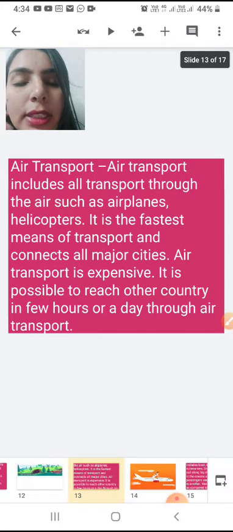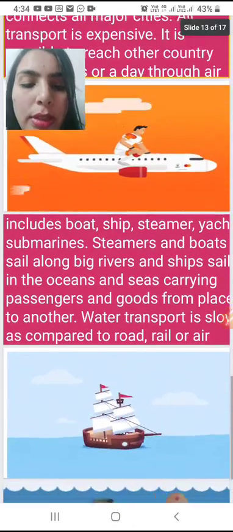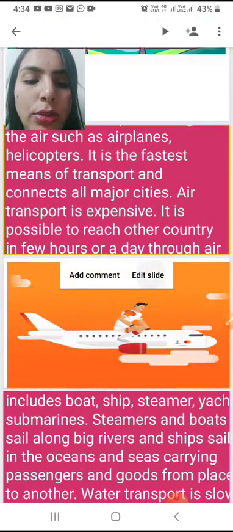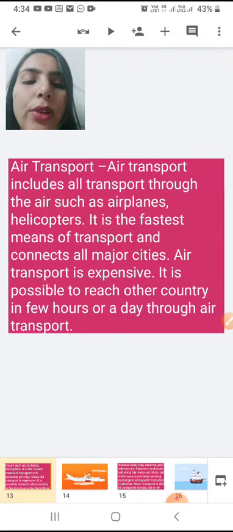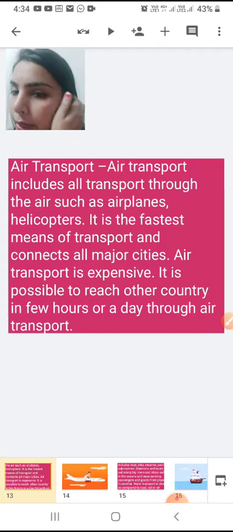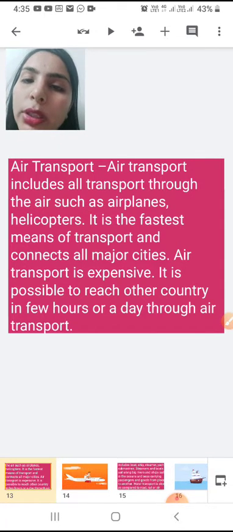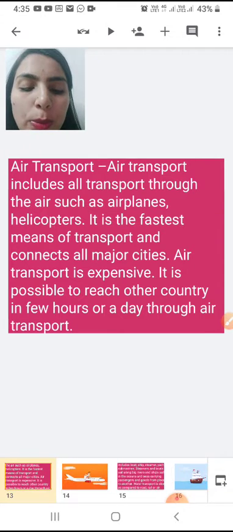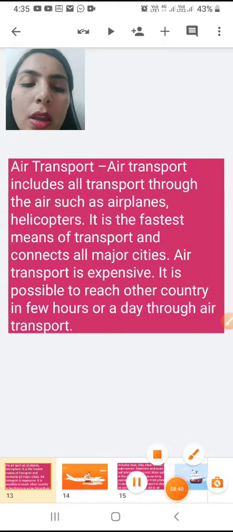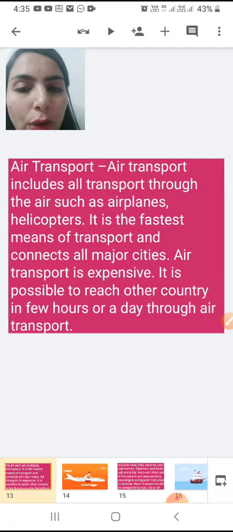Now see, the next is our air transport. So let's see air transport. Air transport includes all transport through the air, such as airplanes, helicopters. It is the fastest means of transport and connects all the major cities. Air transport is expensive. It is possible to reach another country in a few hours or a day through air transport.